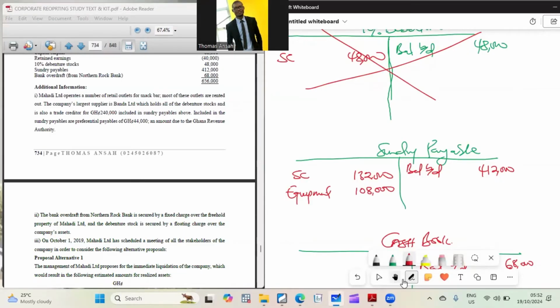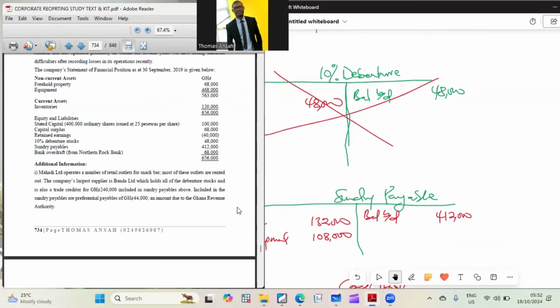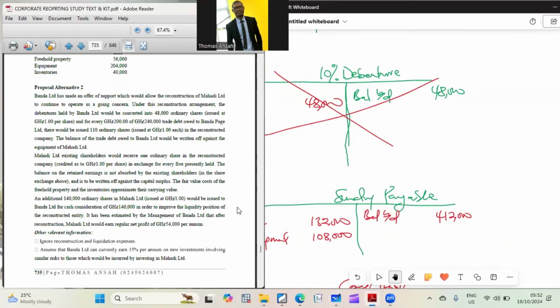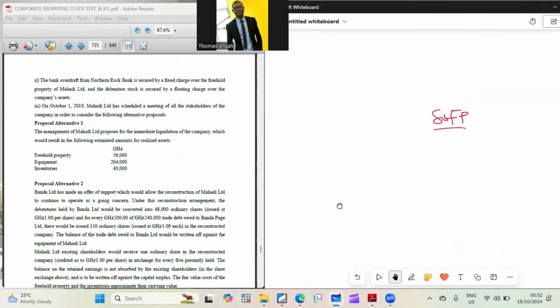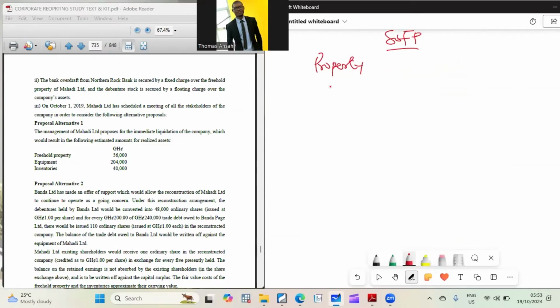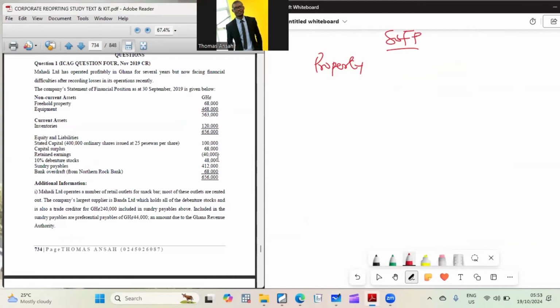108,000. So if we go to our balance sheet, they never said anything against our first item, right? Freehold property. There was nothing against it. So you can start your balance sheet with freehold property. The value will be the same. Don't forget, we are not selling. We are reconstructing. Freehold property. How much is that? 68.